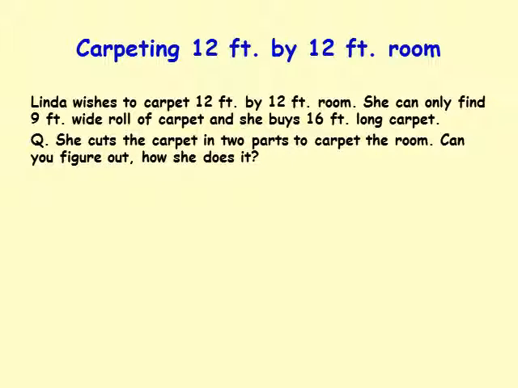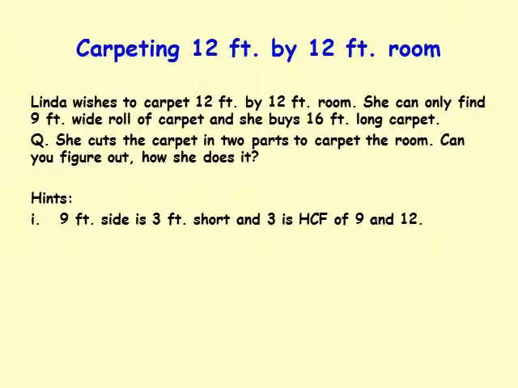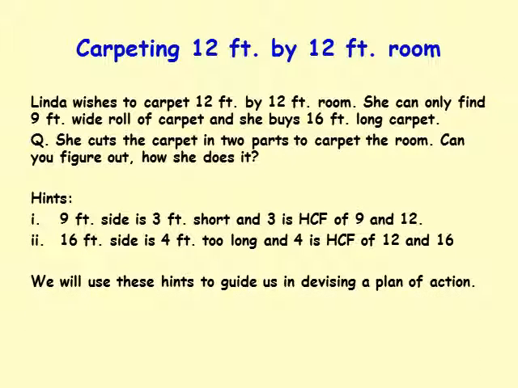Let's see what we do. Hence the 9 feet side is 3 feet short and 3 is a HCF of 9 and 12. The 16 feet side is 4 feet too long and 4 is HCF of 12 and 16. So we need to use those two facts here. We'll use these two hints to guide us in devising a plan of action. We will use the 3 and 4 here, which are HCFs.